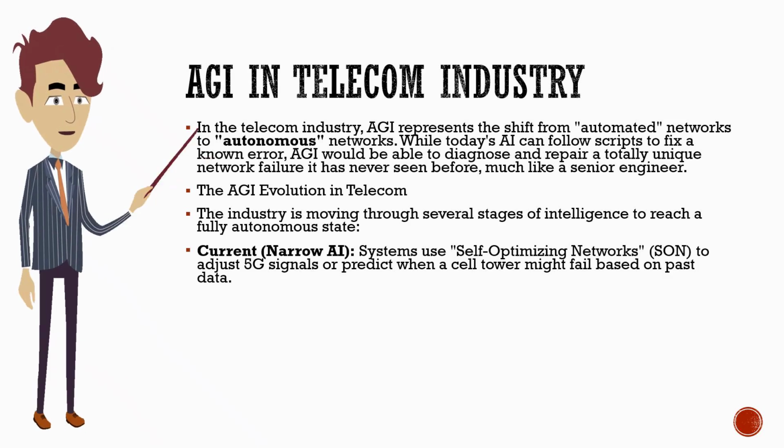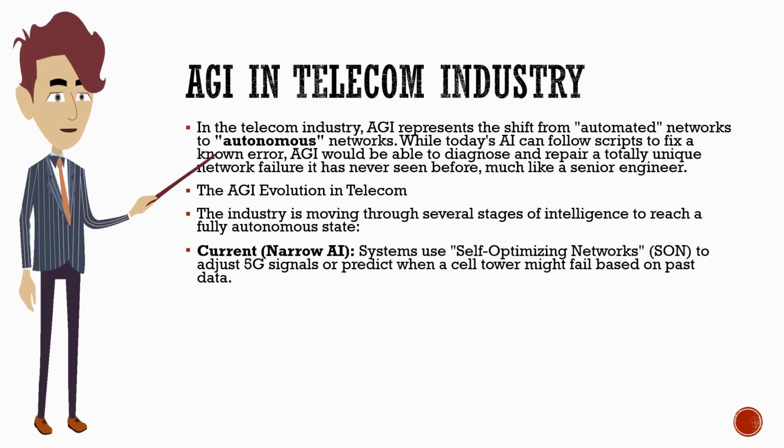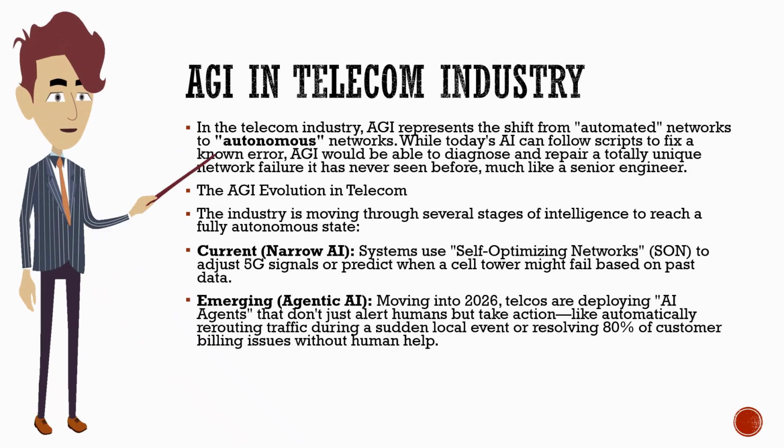So the current narrow AI systems use self-optimizing networks to adjust 5G signals and to predict when a cell tower might fail based on past data. Again, this is a narrow AI, so it relies a lot on the data. Based on the previous scenarios, weather conditions, or network load timings, it will try to decide when a possible failure might occur, right?